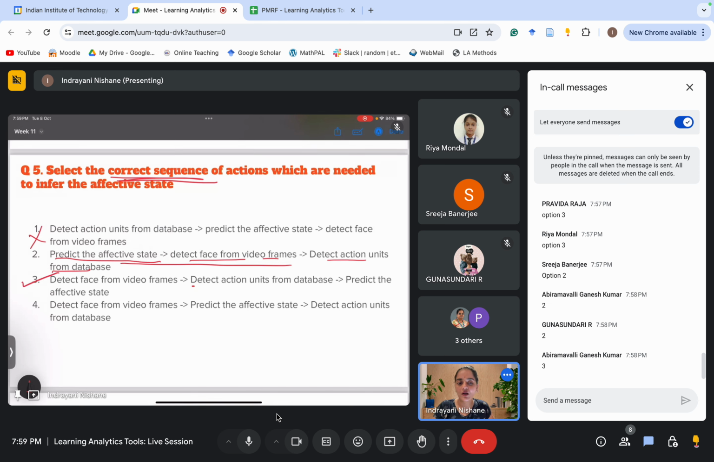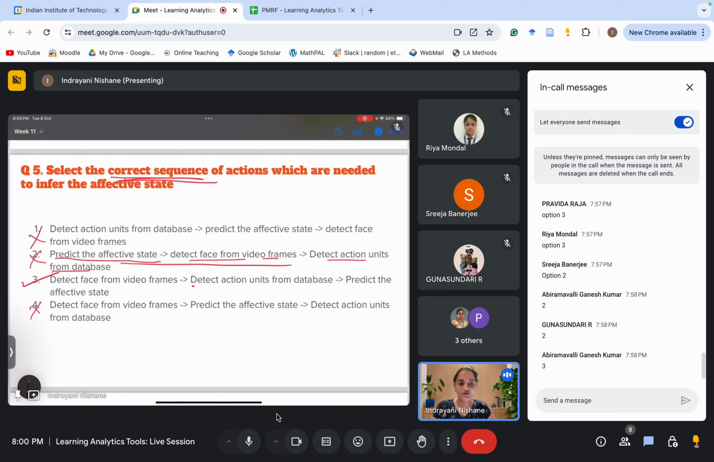Option 2 is wrong. How can we predict something as the first step? We don't have information about their facial expressions, we don't have information about their action units. Only after we have information about their action units can we predict their affective state. Option 4 says detect the face from video data frame, predict the affective state and detect the action units. No, we have to detect the action unit first. Only then will we be able to predict the affective state. So this is also wrong. So the correct order is option 3.